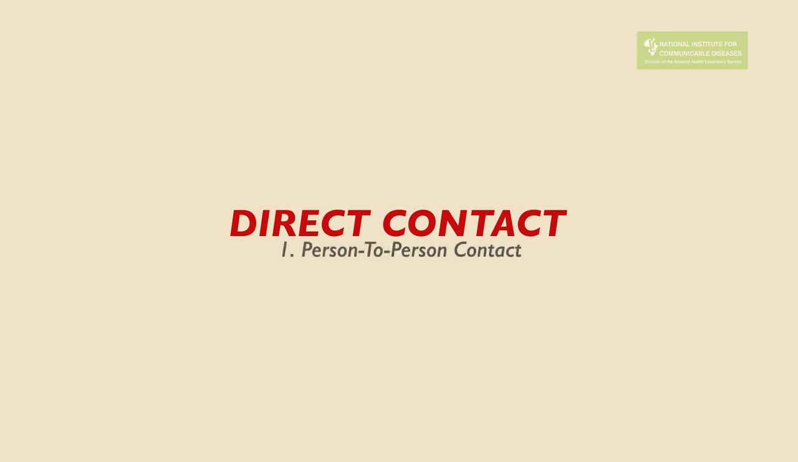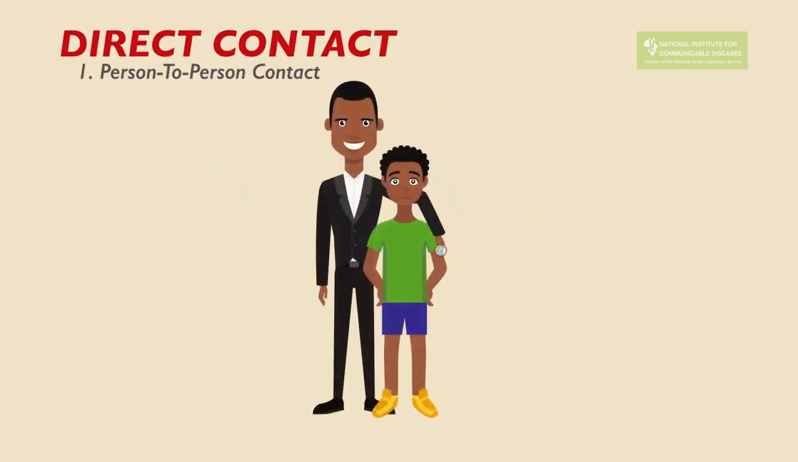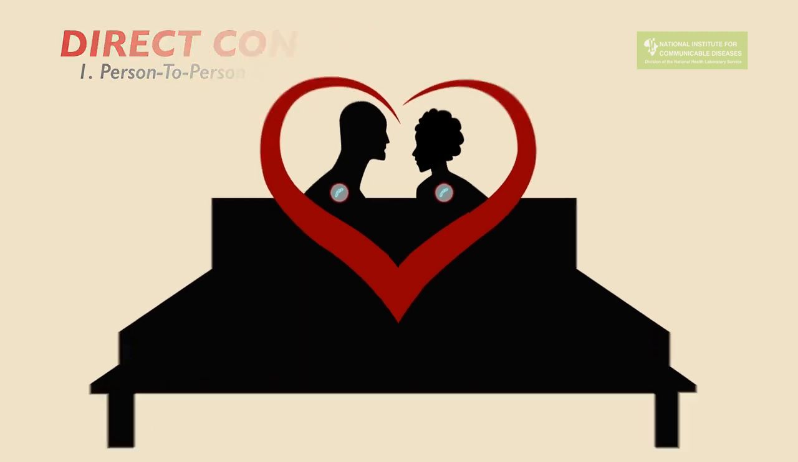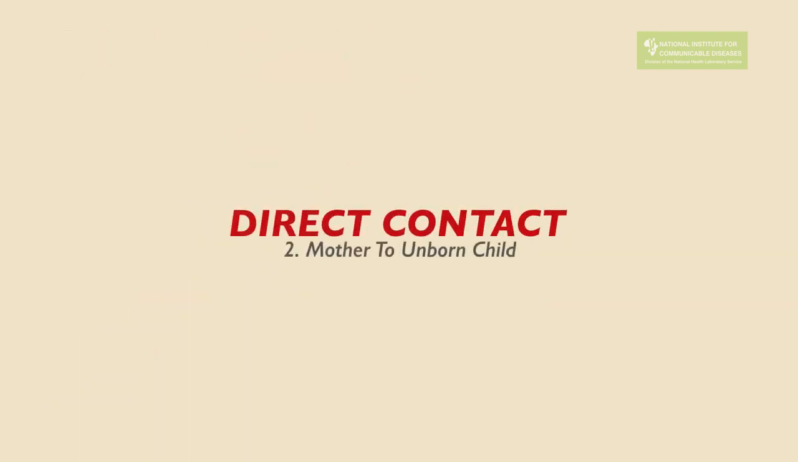Person-to-person contact. Infectious diseases are commonly transmitted through person-to-person contact. Transmission occurs when an infected person touches or exchanges body fluids with someone else. This can happen before an infected person is aware of the illness. Sexually transmitted diseases and HIV can be transmitted this way.